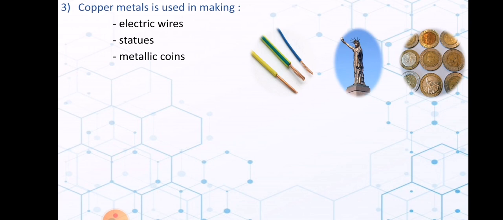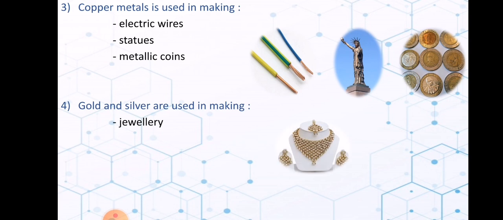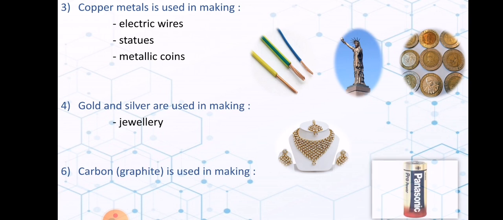It also can be bent and hammered, so it's easily reshaped, and we use it for making statues and metallic coins. Element number 4 is gold and silver. Gold and silver are used in making jewelry. Element number 5 is carbon or graphite. Carbon or graphite is used in making the positive electrode of a battery or dry cell.